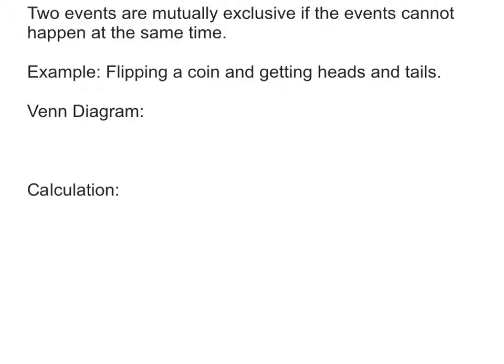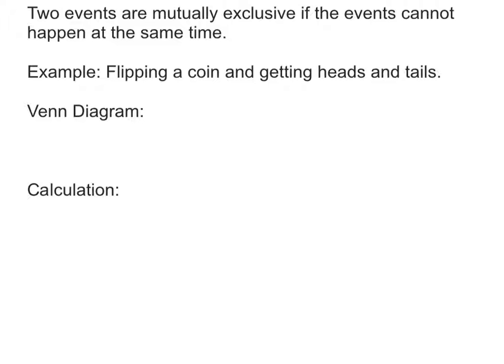Hello. Today we're going to be talking about events that are mutually exclusive and mutually inclusive. A set of mutually exclusive events are events that cannot happen at the same time. So my example here is if you want to flip a coin once and get both a heads and a tails. That's impossible. You're going to get one or the other. You can never get both.